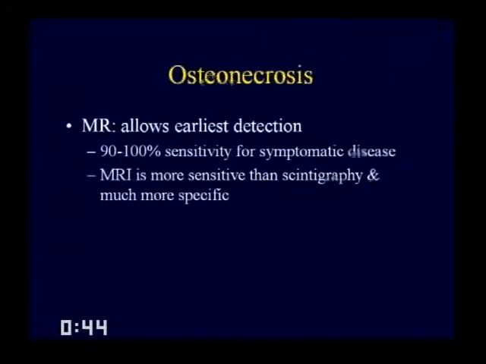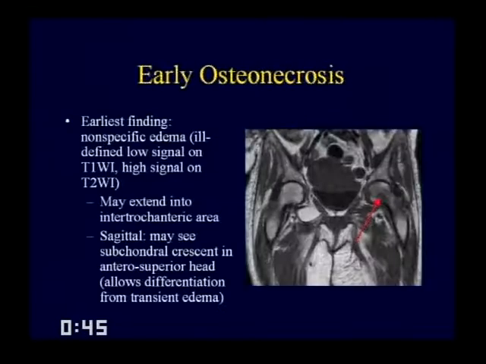So MRI allows earliest detection of osteonecrosis, and is the best imaging modality, at least, for detection of osteonecrosis. It's 90 to 100% sensitive for symptomatic disease, and it's much more sensitive and specific than nuclear medicine. The earliest finding that you'll see is a very nonspecific edema type pattern, low signal in T1 weighted images and high signal in T2 weighted images, very similar to the transient edema that we talked about earlier. It can extend into the intertrochanteric area.